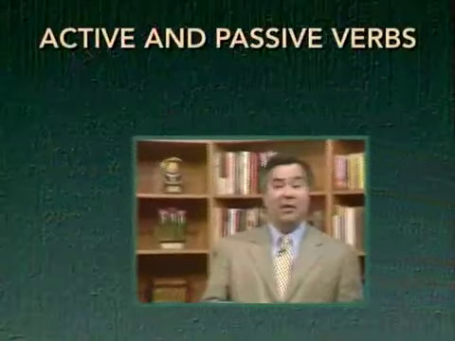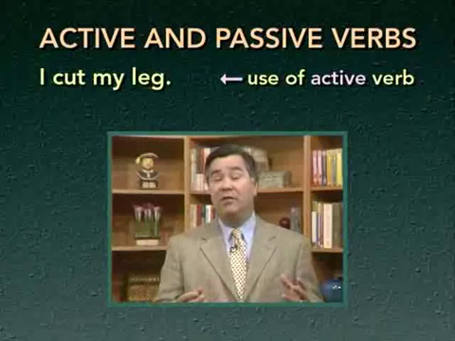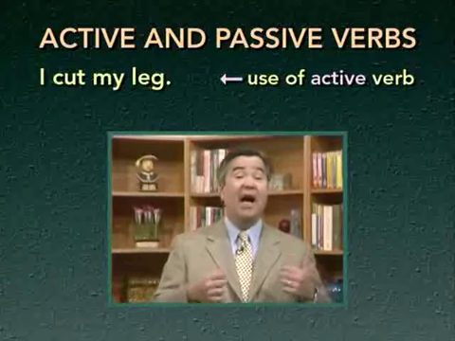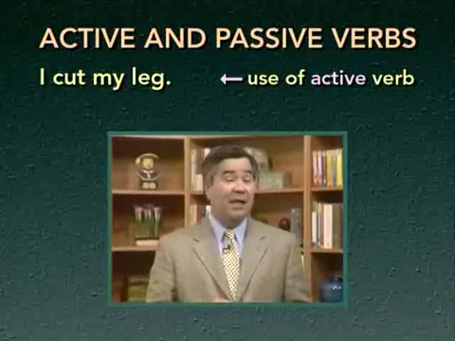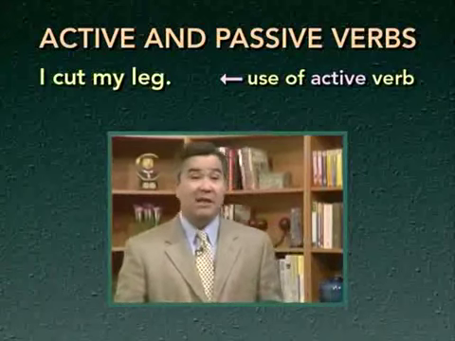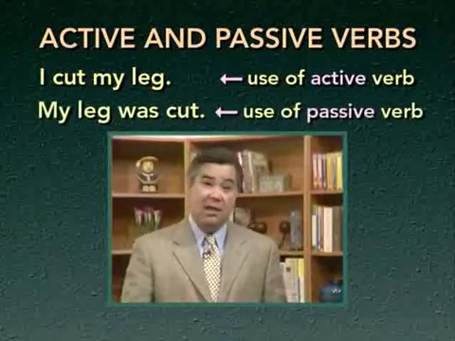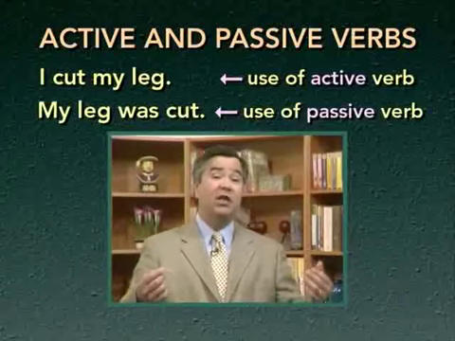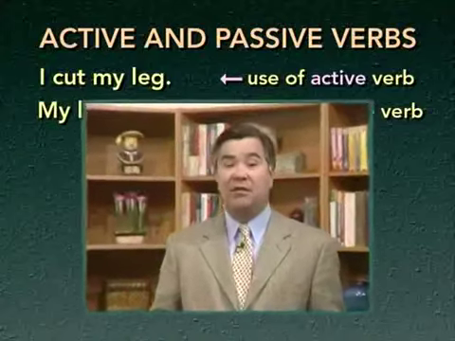So, for example, if I say, I cut my leg, I'm using an active verb because the subject of the verb cut is I. I am the one doing the action. On the other hand, if I set up that same idea using a passive verb, I might say, my leg was cut. Notice the difference. My leg is the subject of the verb, and it is receiving the action of being cut. That's the difference between an active verb and a passive verb.